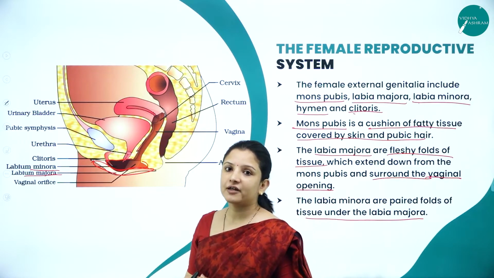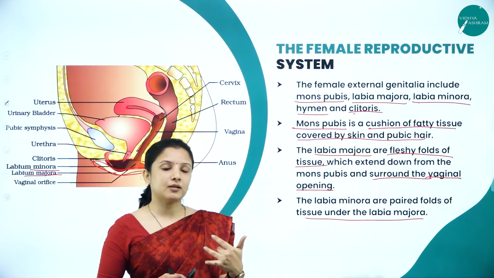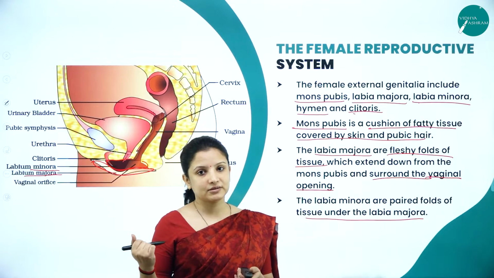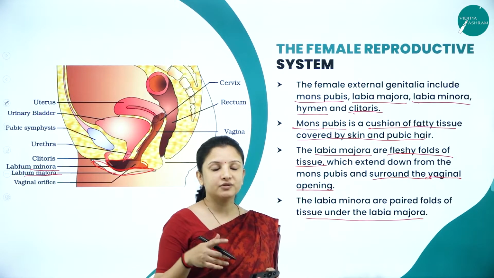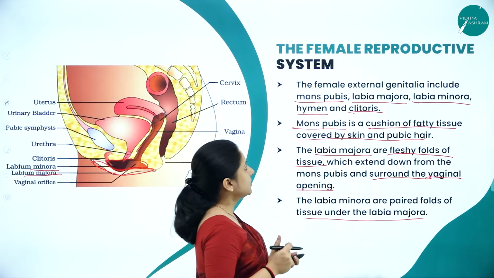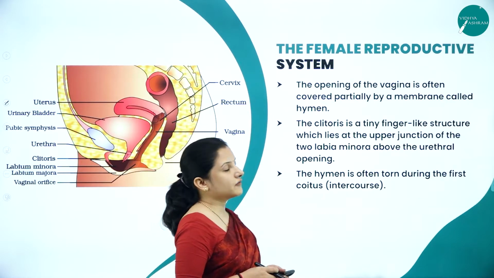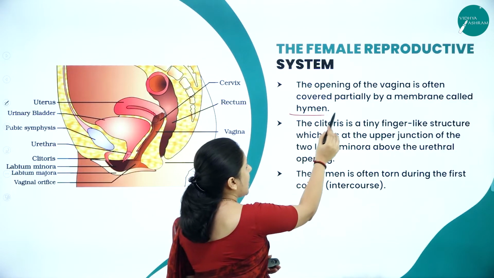So these are the different external genitals, like how in the male the external genitals were the penis, the testes and all that. Here also the Labia Majora, Labia Minora and the Mons Pubis form the external genital area of the female reproductive system. And the opening of the vagina is often covered partially by a membrane, and that membrane is called the hymen.